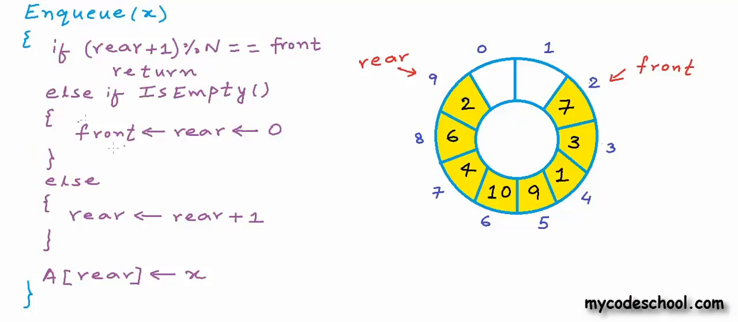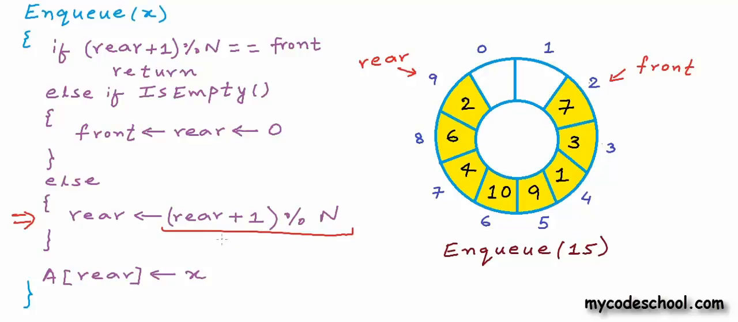If the queue is empty, we can simply set front and rear as 0. In the last else condition, we will increment rear like this. We will say rear is equal to (rear plus 1) modulo n, where n is the number of elements in the array. With this much change, my enqueue function is good. Now let's make a call to enqueue and insert something in this array. I want to insert number 15. We will come to this last else condition. Rear right now is 9, so this expression will be (9 plus 1) modulo n. N is 10 here, the size of this array A. This will evaluate to 0. Now my new rear is 0. I will write number 15 here.